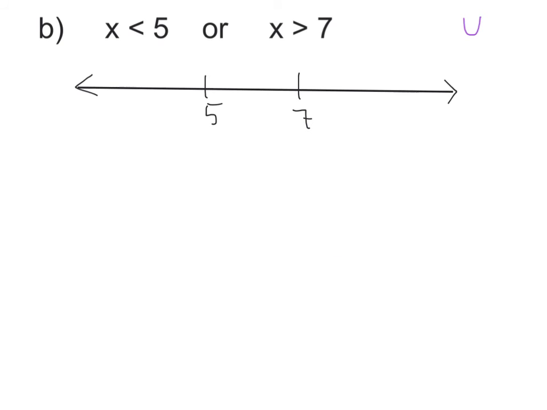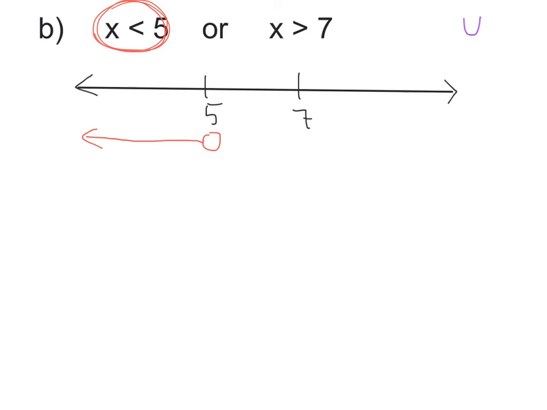So what happens when I change things around just a little bit? The big difference is I'm changing the and to an or. Remember, an or is a union. So let's see how the union works. First, let's go just like we did in the last example. Let's do some scratch work. If x is less than 5, what does that look like? That would be an open circle at 5, and the numbers less than 5 are to the left.